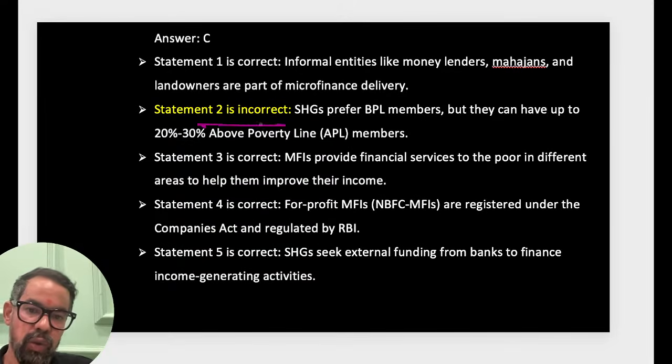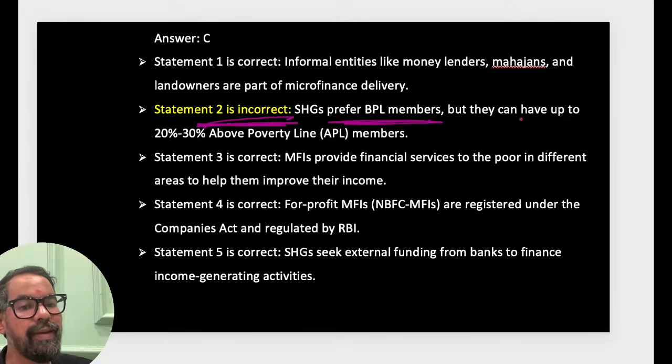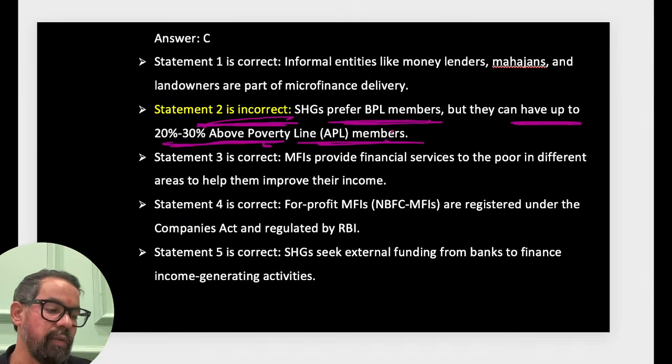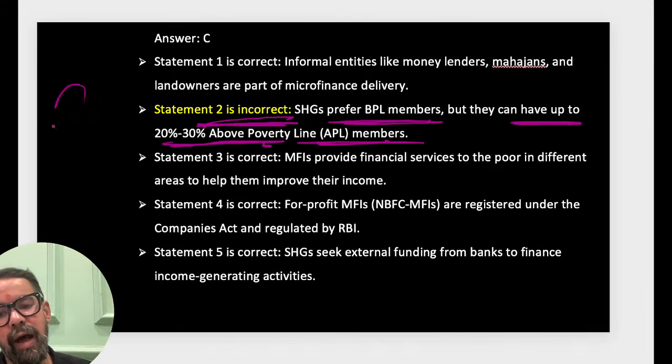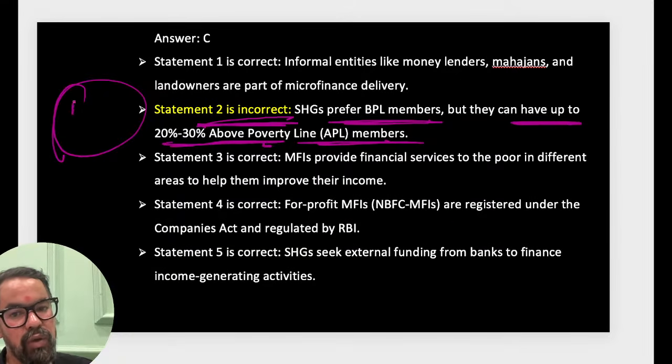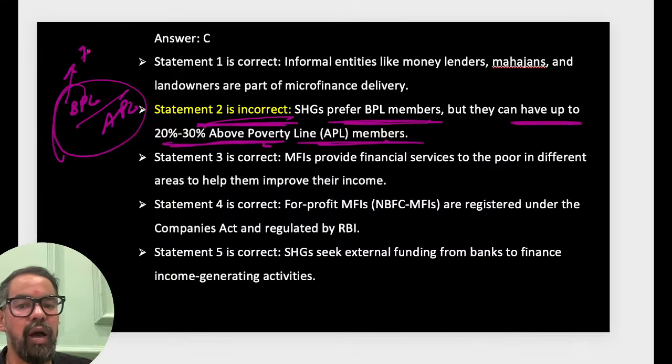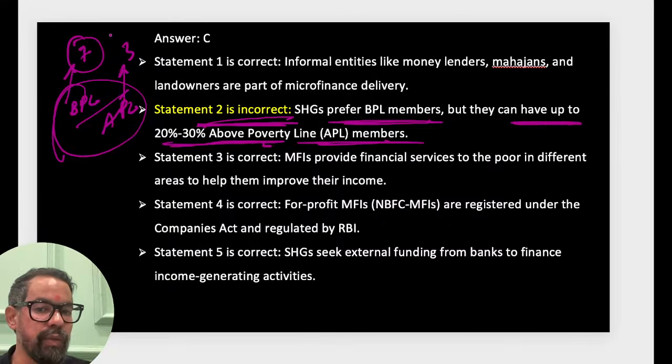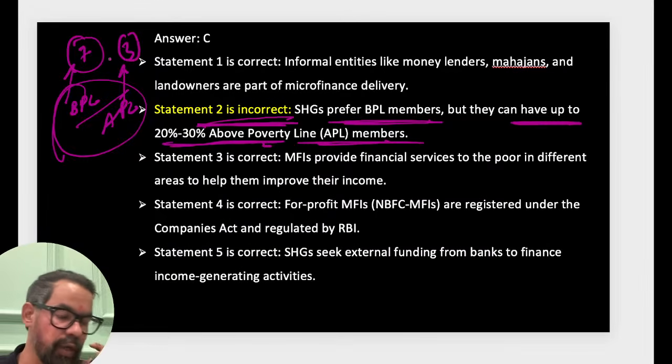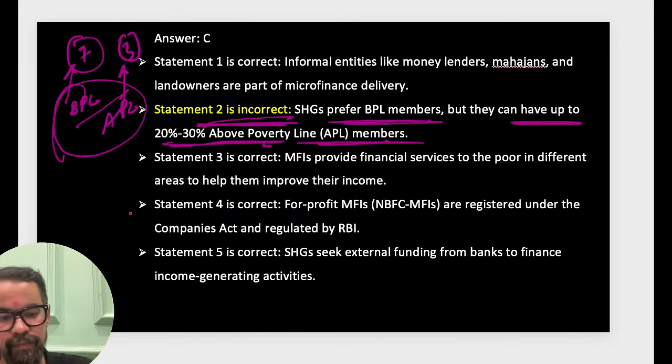Statement 1 is correct for this particular question. So the only incorrect statement is that self-help groups prefer BPL members, but they can have up to 20-30% APL members also. But the only thing is that, like this is the place where BPL are living, APL are also living here. So let's say there are 10 members. Out of 10, 7 members should be minimum from BPL, and 3 members maximum, if we follow the 30% rule, can be from APL also, or less than that. All right.